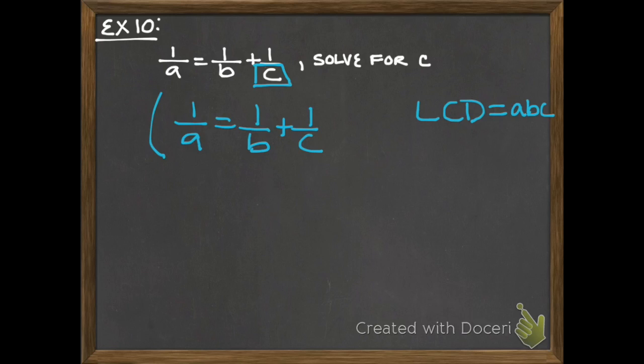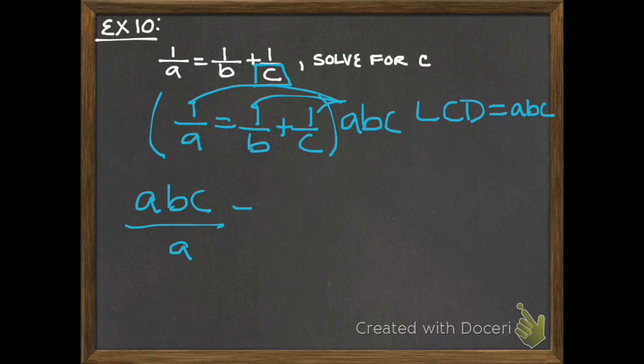All right. So I'm going to multiply both sides of this equation by my least common denominator, which is ABC. So when I distribute this to both sides of the equation, I'm going to have ABC divided by A equals ABC divided by B plus ABC divided by C.